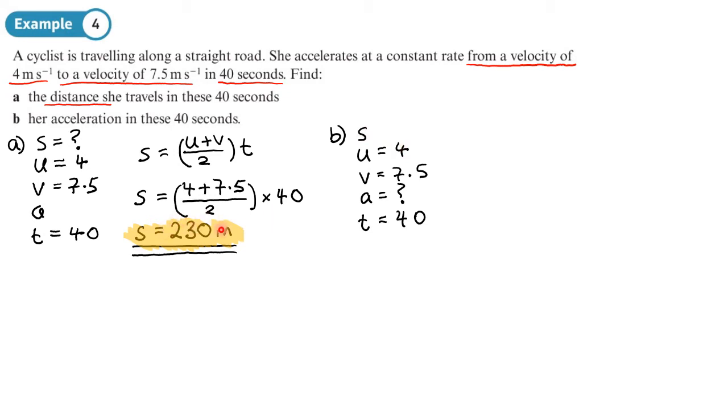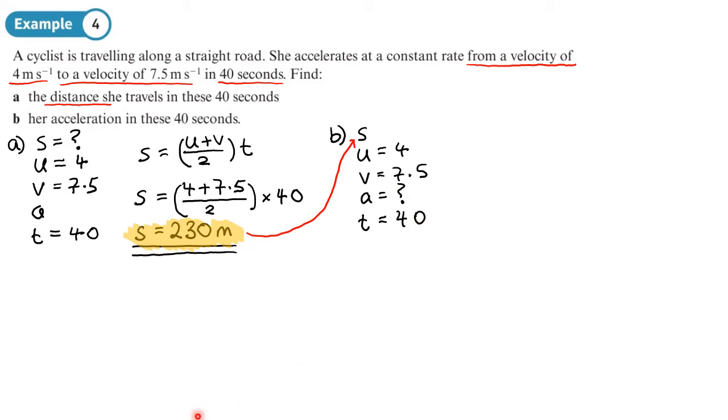Now I could put the 230 here and use it for S, but if for some reason I get this part wrong and I use an incorrect value here, then it's going to affect my next answer. So if possible, avoid using previous answers in case they're wrong. Sometimes you have no choice, you have to use it, but in this case I don't need to. As long as you have 3 knowns and you're trying to find a fourth, we can use a SUVAT equation.